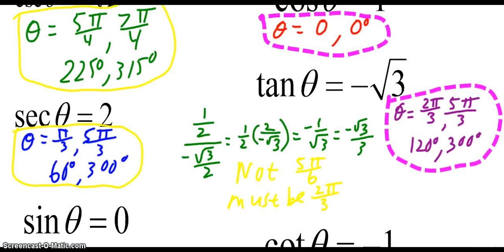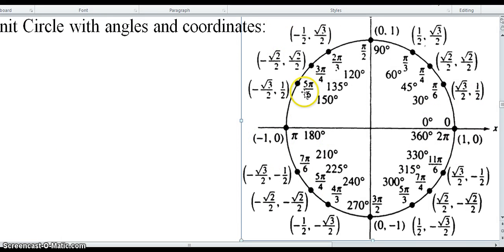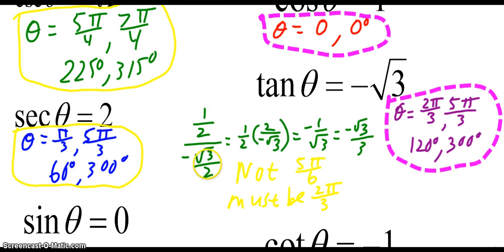Okay, so that's what I'm showing you that I did here. I chose the 5 pi 6th angle, because I knew it wasn't going to work. But I divided y by x, and so 1/2 over negative root 3 over 2 becomes 1/2 times 2 over negative root 3, which becomes negative 1 over root 3, which becomes negative root 3 over 3. Negative root 3 over 3 is not the same as negative root 3. Therefore, it is not 5 pi 6. So therefore, it must be 2 pi thirds.